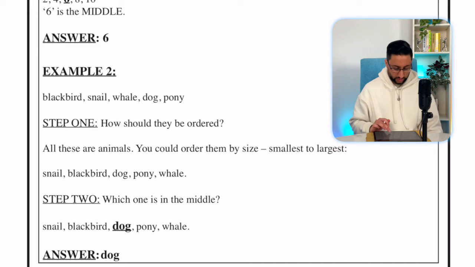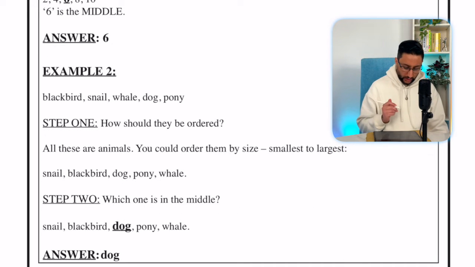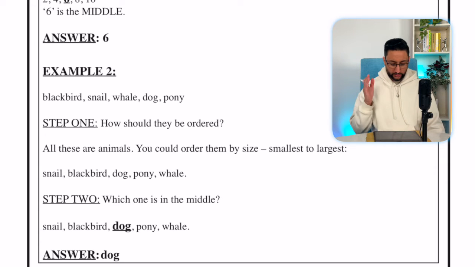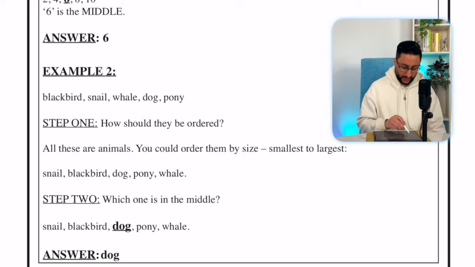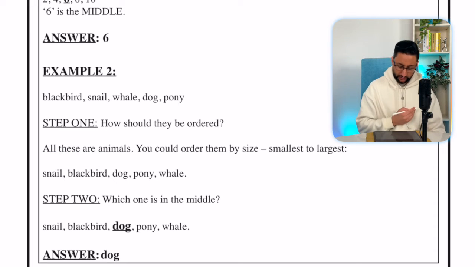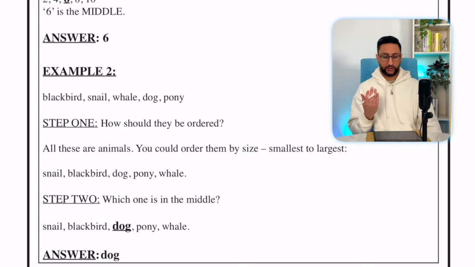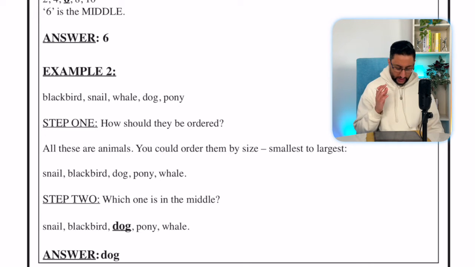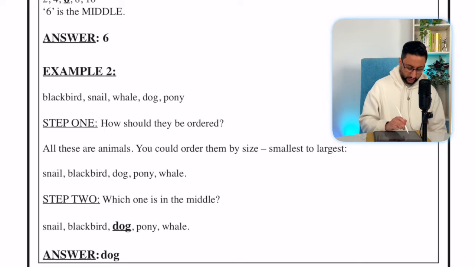Let's look at example 2 on this page. We have blackbird, snail, whale, dog, pony. Now there's only one way I can see to order these things, and they're all animals, but I would say you'd order them in terms of their size. Again, smallest to largest probably makes the most sense. Out of these 5, the smallest is a snail, the second smallest is a blackbird, then we have dog, then pony, then whale.